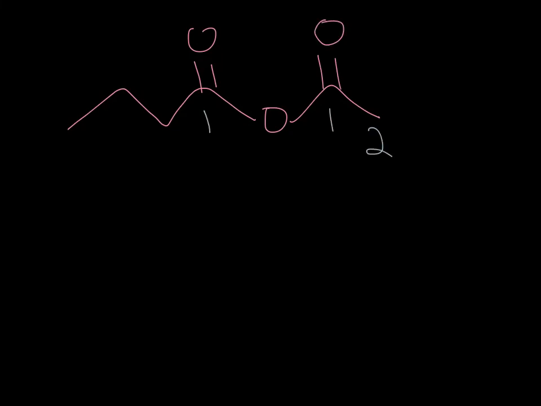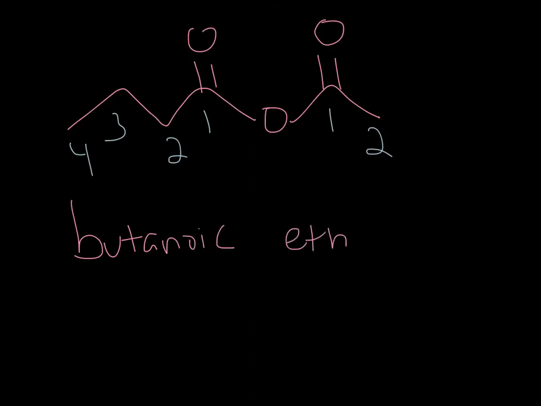You could have an asymmetrical anhydride, and if that's the case, we just name each one and we put them out in front in alphabetical order. So this would be butanoic, ethanoic, anhydride. So there's three words there, three separate words, butanoic, ethanoic, anhydride.